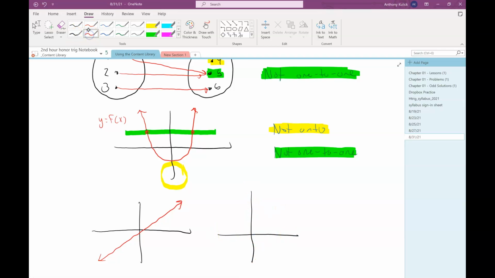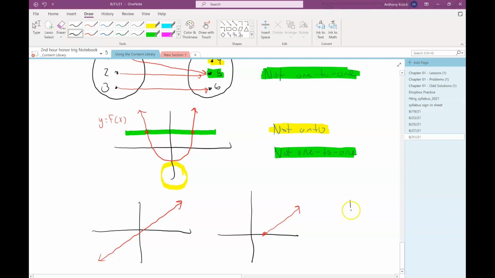Can I be one-to-one and not onto? Sure. What if we just have something like that, like a ray? Lots of y's that aren't used, but every y that is used is used only one time.